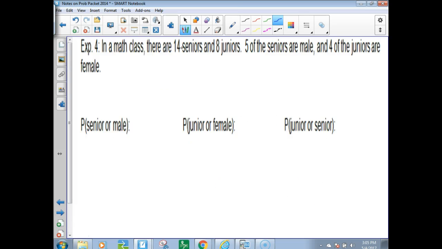Okay, in a math class, there are 14 seniors, 8 juniors, 5 of the seniors are male, and 4 of the juniors are female. I think it might be good to organize this data a little bit. So what I'm going to do is make a little chart: seniors, juniors, and then male or female. Okay, so I'm going to organize this data.